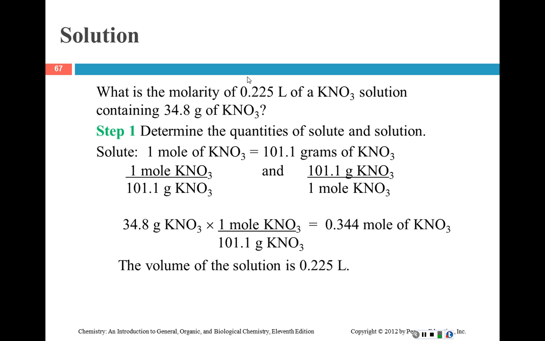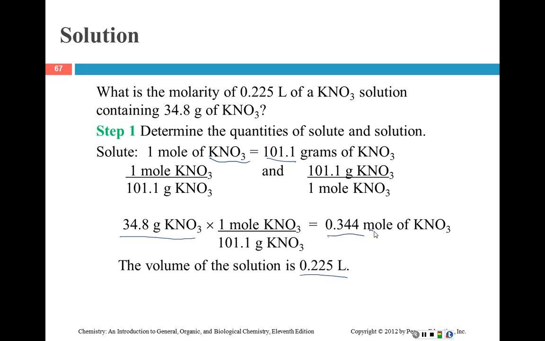A mole of KNO3, and you know how we got that, is 101.1 grams. We don't have exactly 101.1 grams. We're given 34.8. So in order to find out how many moles that is, we use the molar ratio: 1 mole is the same as 101.1 grams of potassium nitrate. That tells us that it is 0.344 moles, and our volume is 0.225 liters.